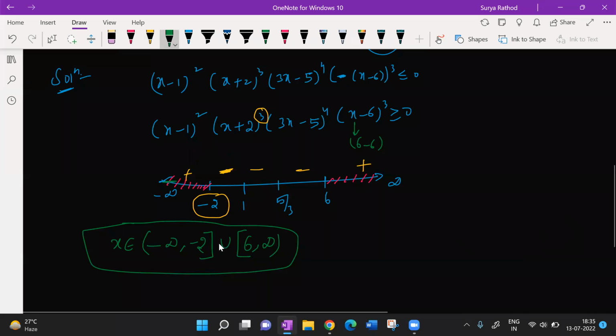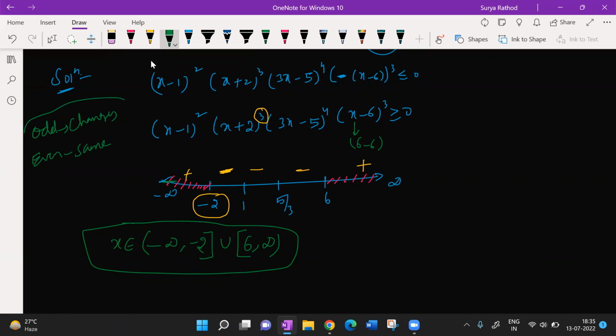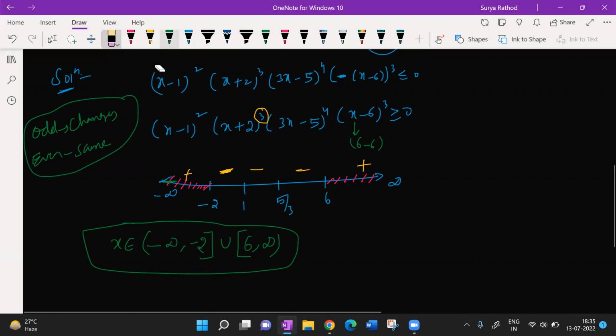Sir, if it is 1, no, sir. So if it is odd, it will be changing. Okay. Sir, if odd, it will not change, sir. Look at it, I'll show it to you. For odd powers, it changes. For even powers, it stays the same. Okay. For odd power, the sign will be changing. Odd changes, even stays the same.